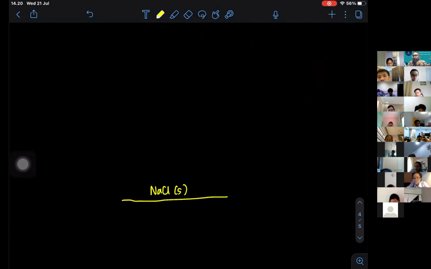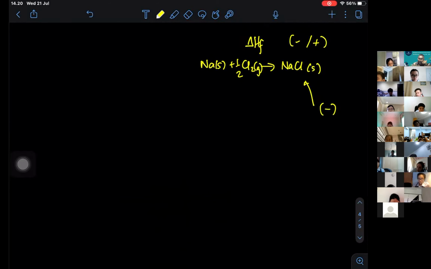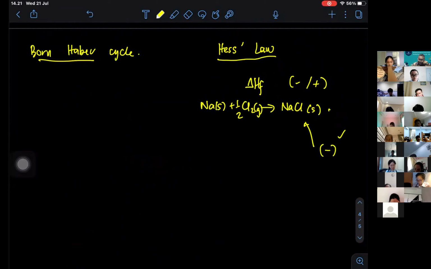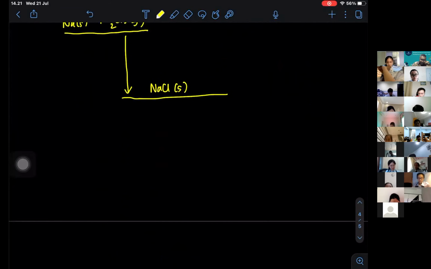And how do you form NaCl? You form NaCl from Na and Cl2, and it's exothermic. So you put something like your energy profile diagram. It's exothermic, so the reactants are at the top, and you are forming NaCl from sodium solid and half Cl2 gas, like what we had just now. This is going to be the enthalpy of formation. I'll just put it as number 1. Number 1 is the enthalpy of formation of sodium chloride.